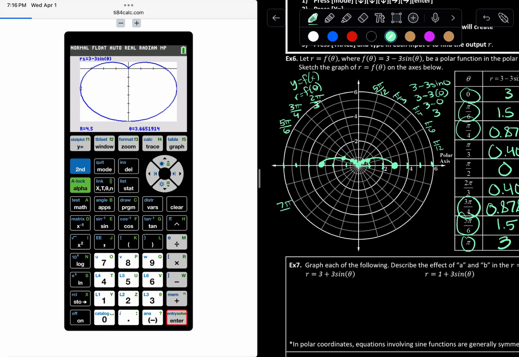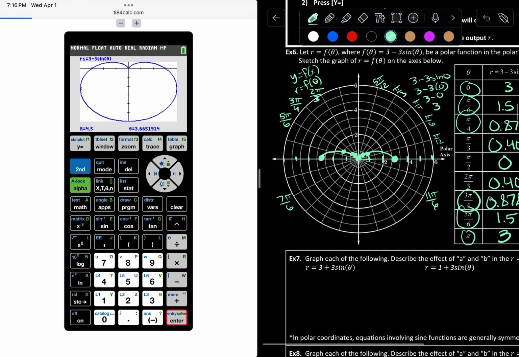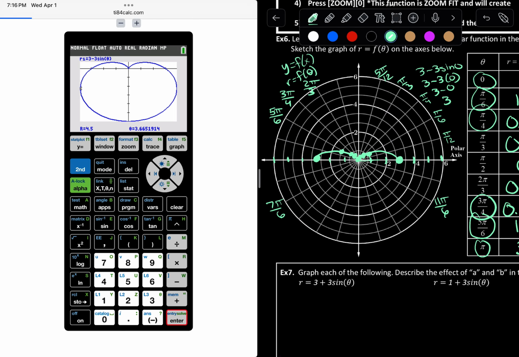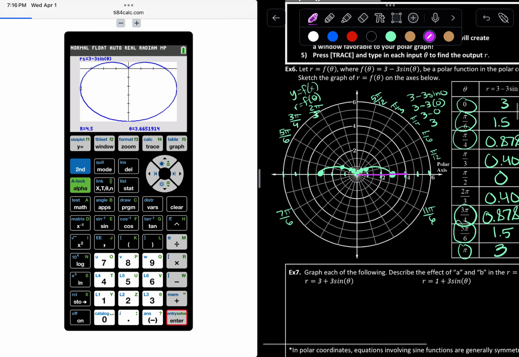7 pi over 6 is going to be here. 11 pi over 6 is here. And they both have a radius of 4.5. So I'm going to go out 4.5. So 1, 2, 3, 1, 2, 3, 4. And I'm going to open up to that angle. Now, I should not have went out that direction. So if it's a positive radius of 4.5, I'm going 1, 2, 3, 4, and then I'm opening up to 7 pi over 6, just like we plotted in the last video.